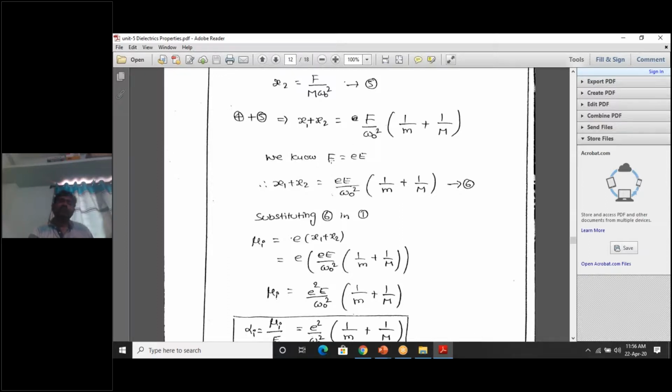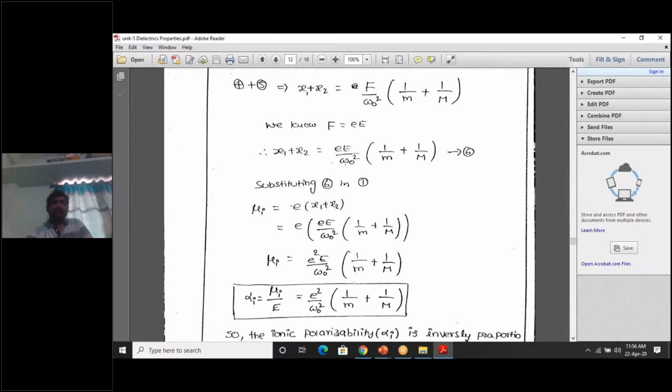Finally, once again you can write F is equal to eE. E means the applied electric field, into charge, e. Here the charge is e. So instead of F I can write eE. So eE by omega naught square. Why do we retain eE? It's the general expression for F equal to EQ, where E is the applied electric field and Q is the charge. Here the charge is e. So x1 plus x2 is eE by omega naught square into 1 by small m plus 1 by capital M.